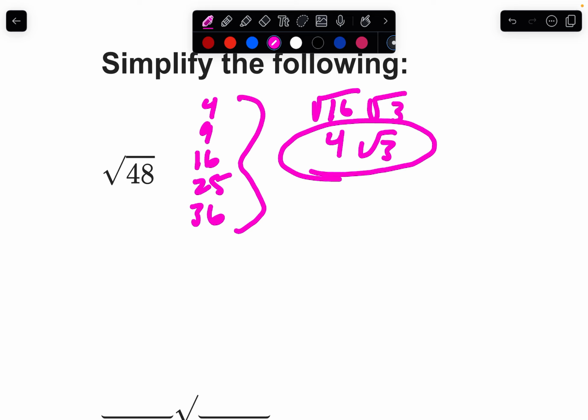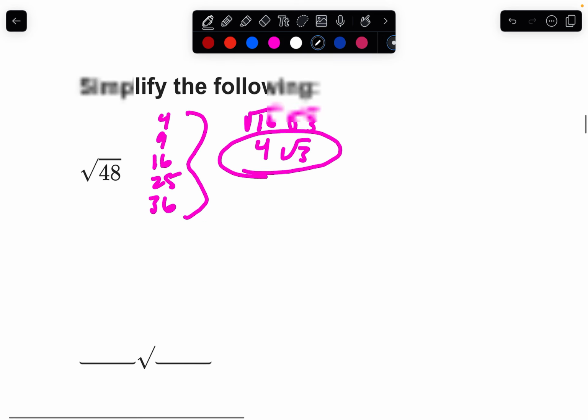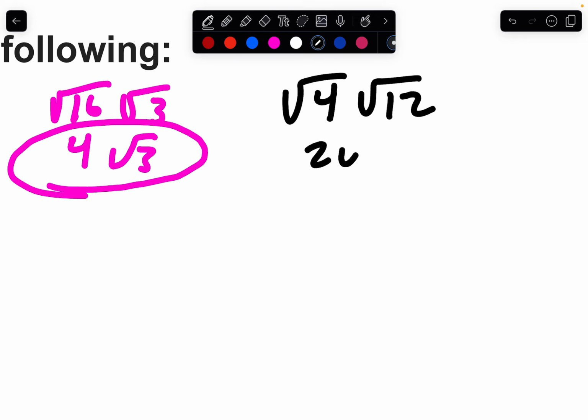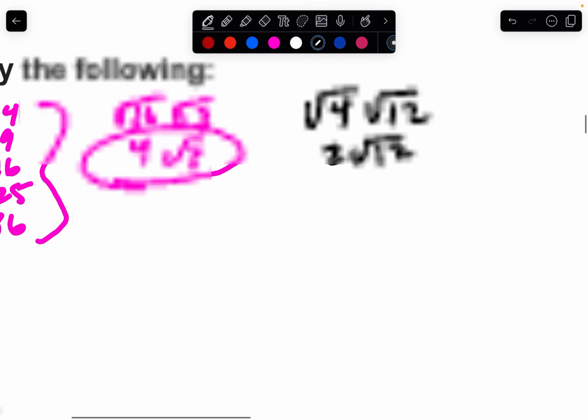And that would be the answer. Your other option is, what if you didn't realize 16 went into it, is you could have pulled out a 4, and that would be 4 times 12. So you would have 2 root 12. The issue is you would not be done.